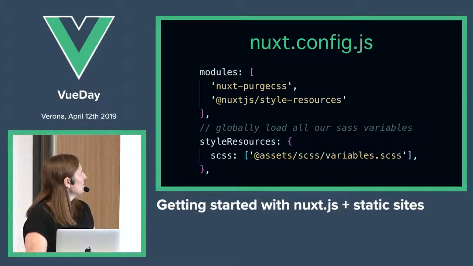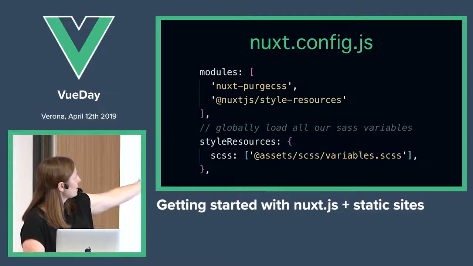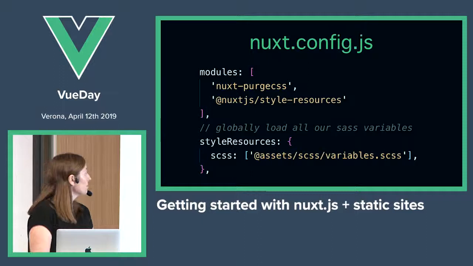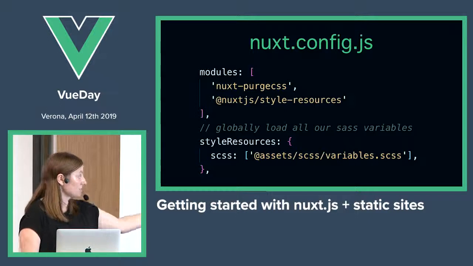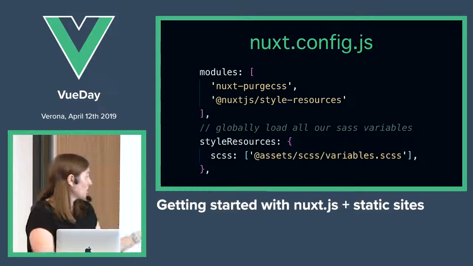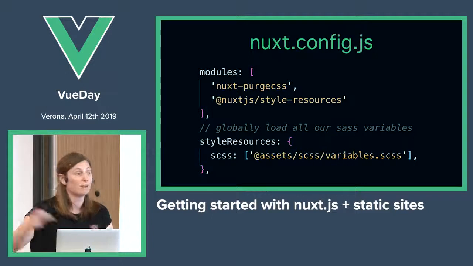And this is all you've got to do. You just put nuxt.js style resources into your modules in your Nuxt config, and then you just say style resources, my Sass is equal to my assets, CSS, variables.css. And it's an array, so you can put in more if you have more files to add.